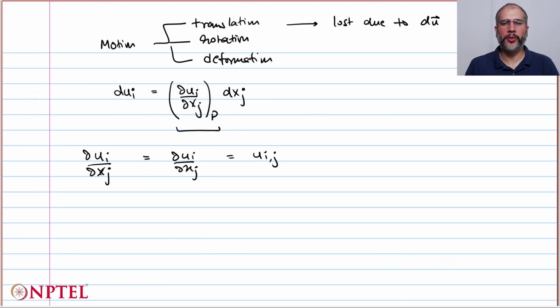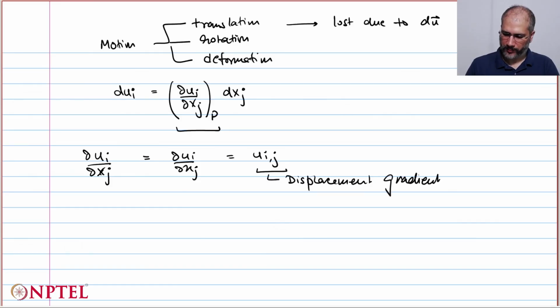And as I said, mostly we'll be discussing in terms of the infinitesimal deformations unless I mention otherwise. So this displacement gradient tensor u_i,j can be written as a sum of a symmetric part and a skew symmetric part.